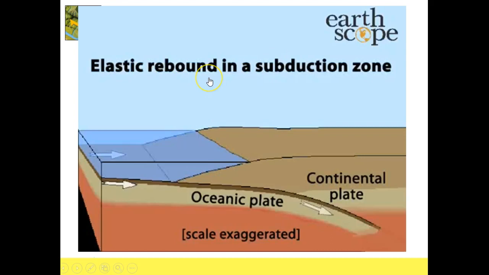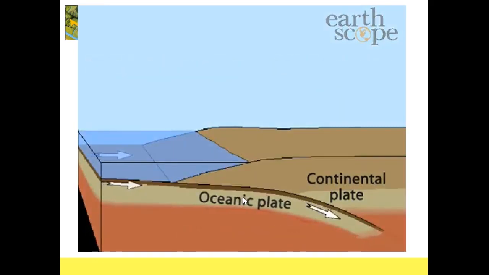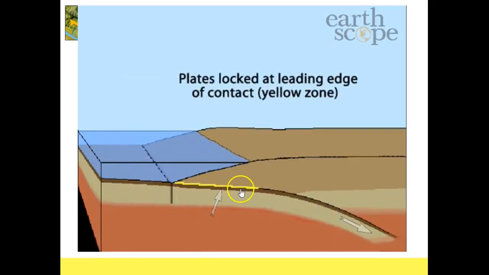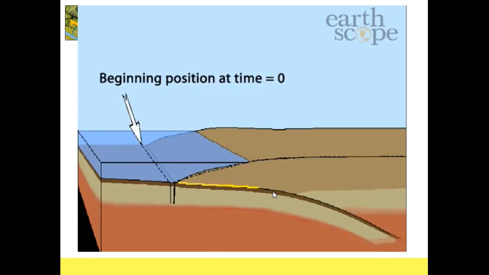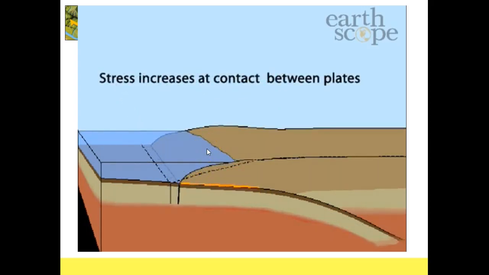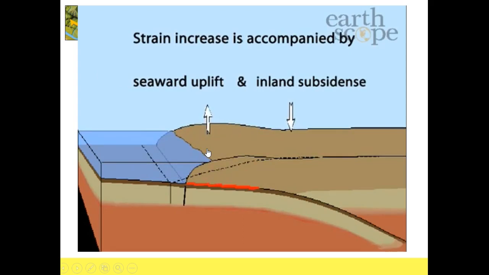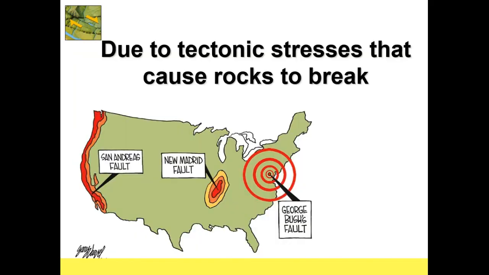Most of the elastic rebound that happens on the earth, just like with volcanoes, the most dangerous ones are going to be found along subduction zones. That's simply because as that plate grinds underneath because it's denser, it causes a lot of stress to build up until eventually it will release that stress in the form of an earthquake. And then of course you'll get uplift due to tectonic stresses that cause rocks to break.